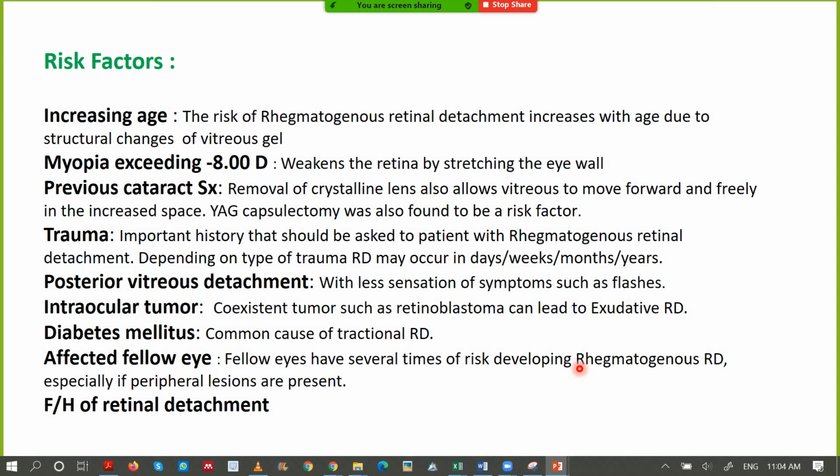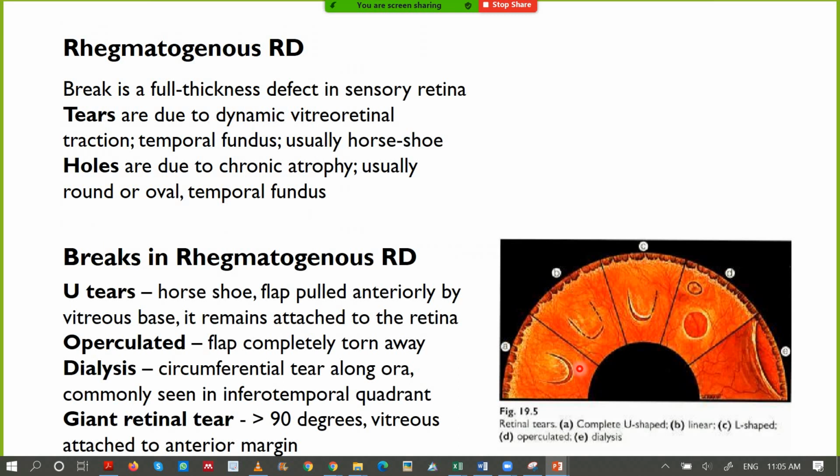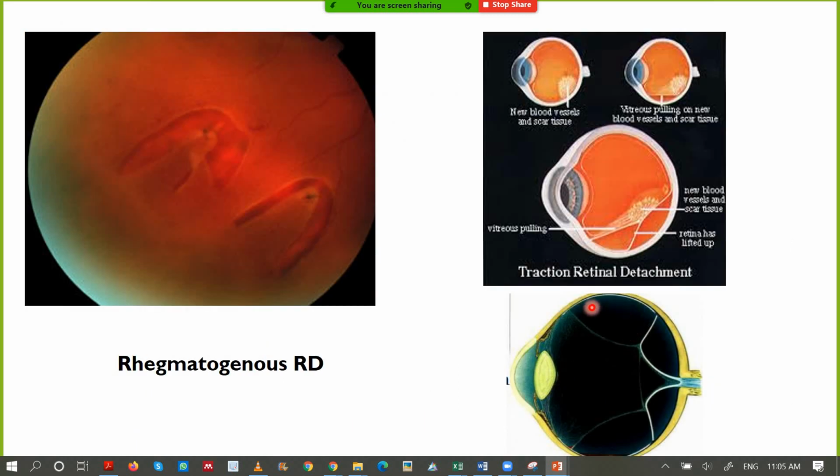Okay, then it is posterior vitreous detachment. We know that when there is a posterior vitreous detachment, there is a detachment of the retina and the vitreous, that might pull the retina. Let me show the image itself. So here there is a posterior vitreous detachment. What is happening here is there is a shrinkage of the vitreous, and then there is a vitreous detachment. It is not a retinal detachment. Vitreous is detached from the retina.